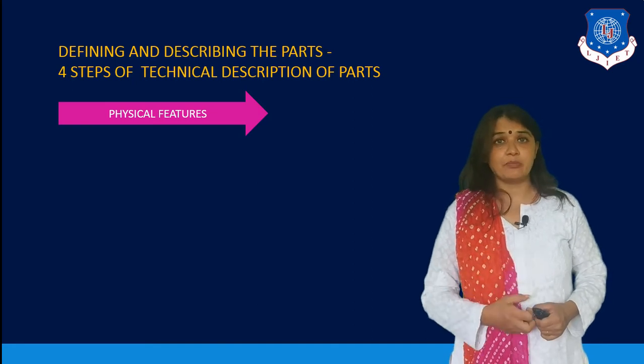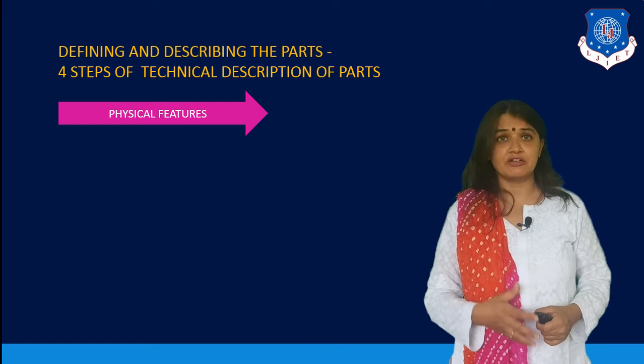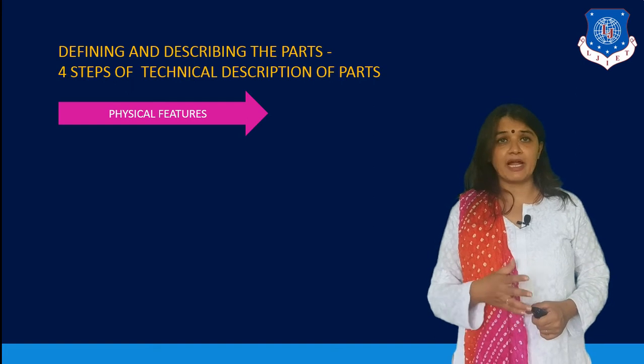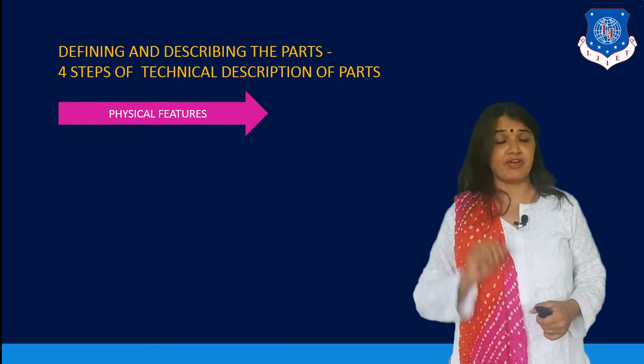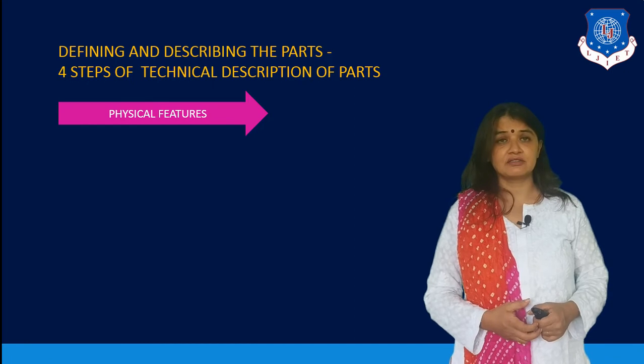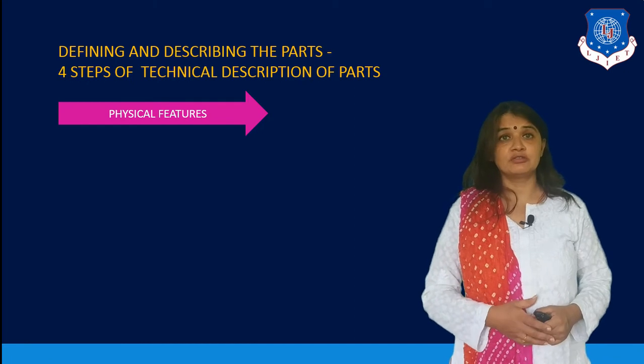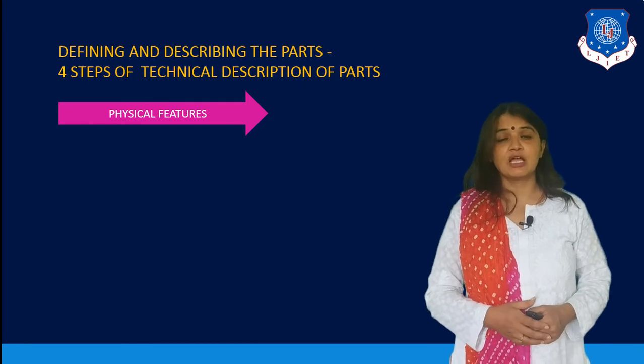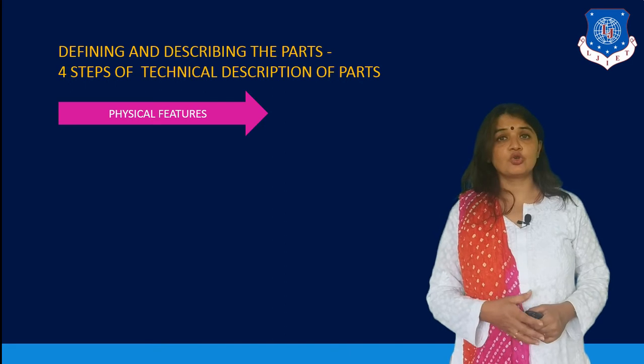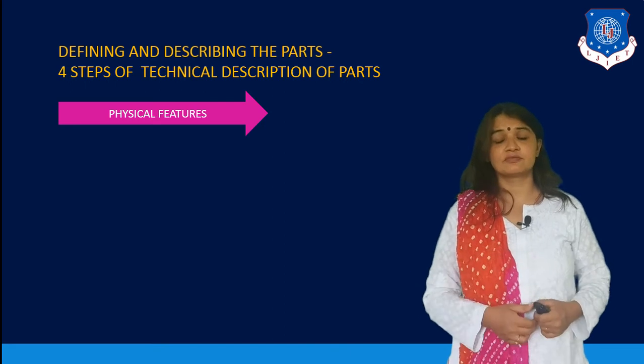I will give you an example of how to describe the physical features. Suppose you want to write a technical description of a ceiling fan. Then what will you write? You may first write down the definition. How to define the fan? You have to tell what it is.